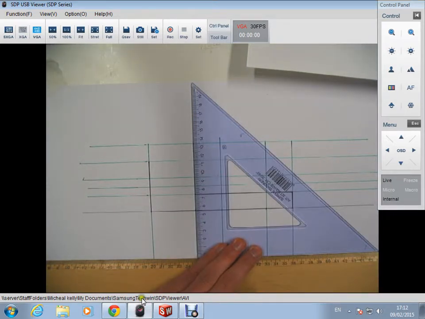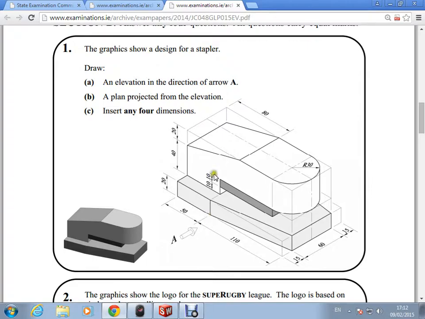See there. Yeah, it's going to be a straight line up as far as there.